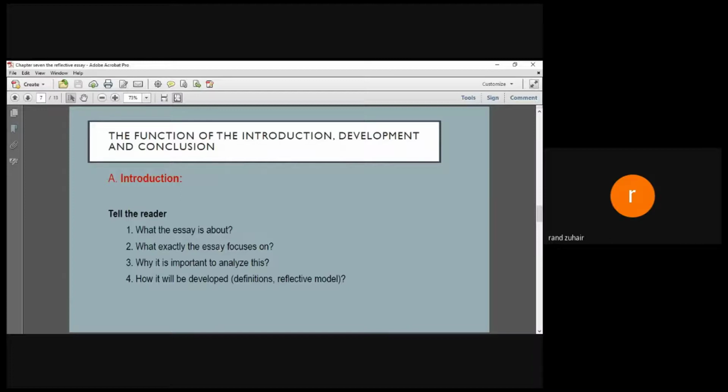Number 3, why it's important to analyze this. And 4, how it will be developed. Definition, reflective model.